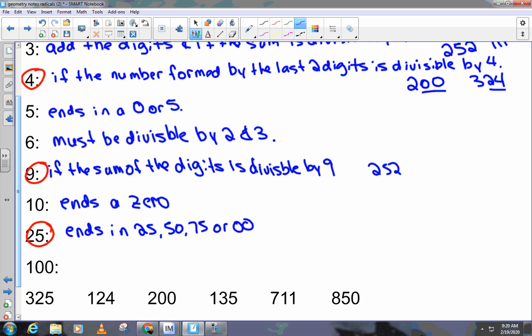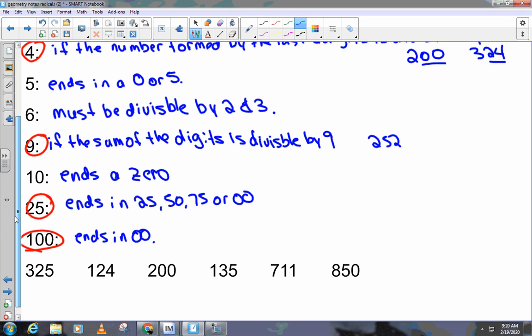Okay. This one's really important. How do you know if something's divisible by 100? Ends in double zero. And all of them are important, but these specifically are because these are perfect squares. And we're going to talk about what that means here in just a moment.